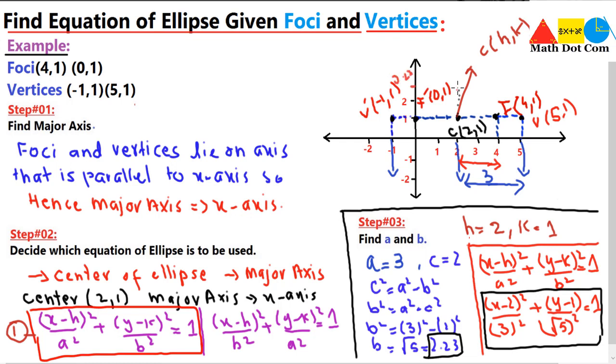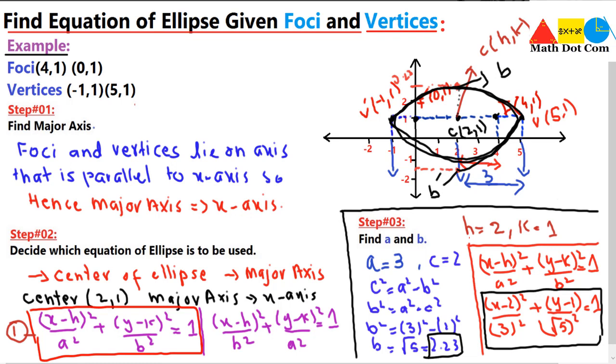So the co-vertex will be at this point from the center, and similarly we have to move the same units downward, subtracting 2.23 from the y coordinate, as 1 minus 2.23 will be minus 1.23. So this is the other co-vertex. If I label them, this is b and this is b dash. Now let's draw the ellipse by joining these points. It will look somewhat like this; we have drawn it roughly, but its shape will be like this.